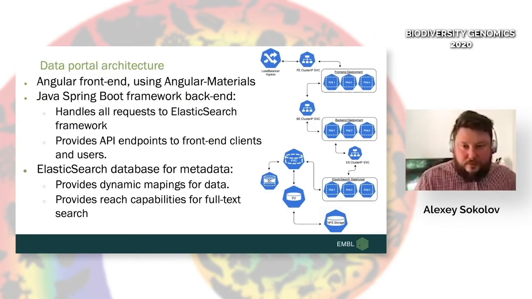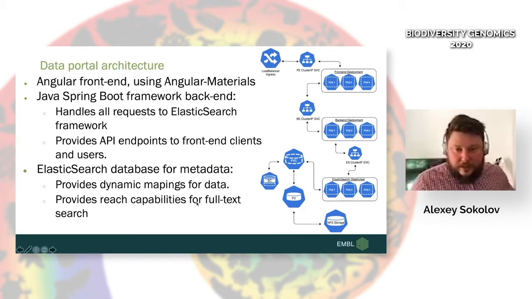So now let's talk about the data portal itself. On the front end part, we are using the Angular framework and Angular Material for all functionality that we provide on the data portal. The main central part of the data portal is the Elasticsearch database. As I showed earlier, it provides dynamic mappings for data and also provides rich capabilities for Google-like full text search. And between them, we have the Java Spring Boot framework as a backend. It handles all requests to the Elasticsearch framework, and also provides API endpoints to front-end clients and users that want programmatic access to data.